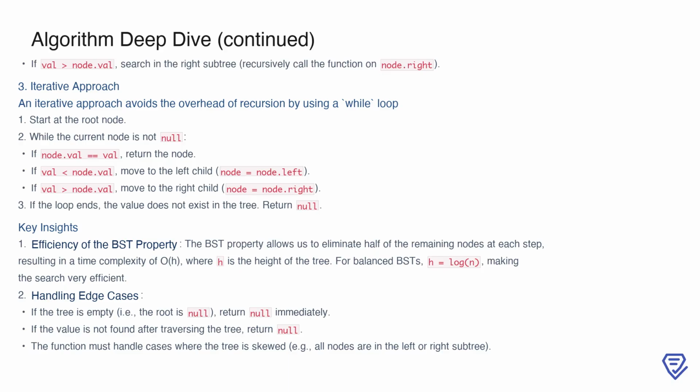The efficiency of both approaches lies in the BST property, which allows us to eliminate half of the remaining nodes at each step, resulting in a time complexity of O(h), where h is the height of the tree. For balanced trees, this is logarithmic, making the search very efficient. However, we must handle edge cases, such as when the tree is empty or when the tree is skewed to one side, as these can impact the performance and correctness of the algorithm.